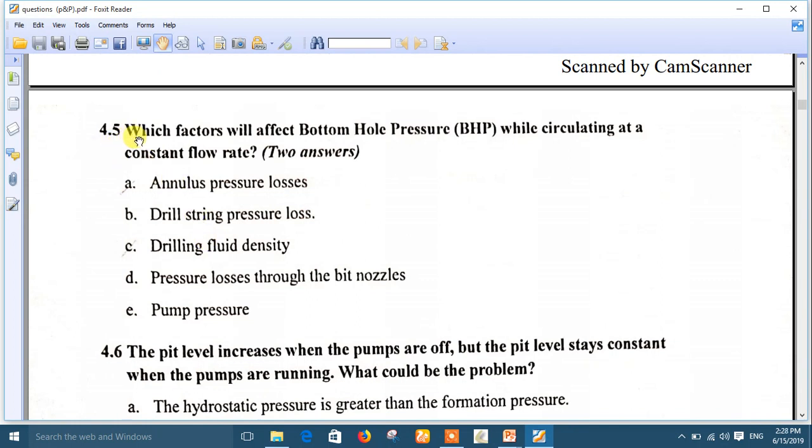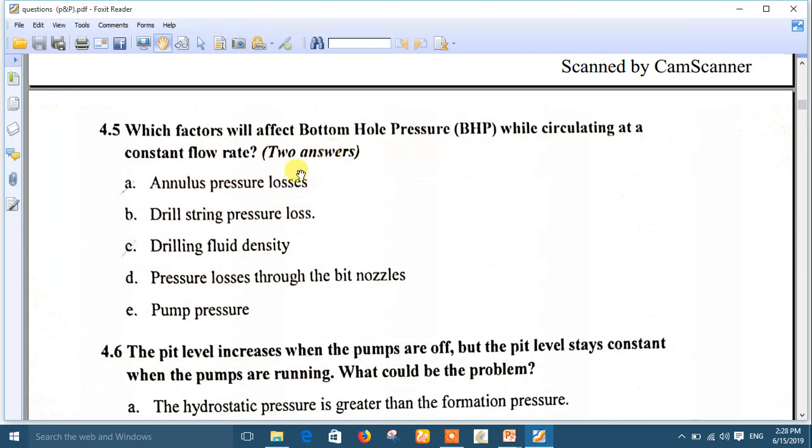4.5. Which factors will affect the bottom hole pressure while circulating at constant flow rate? Circulating means the dynamic pressure, so the ECD, so the losses. And here choose two answers. As I told you, while circulating you have the hydrostatic pressure and the annulus friction losses. So your eye must go to both of them.